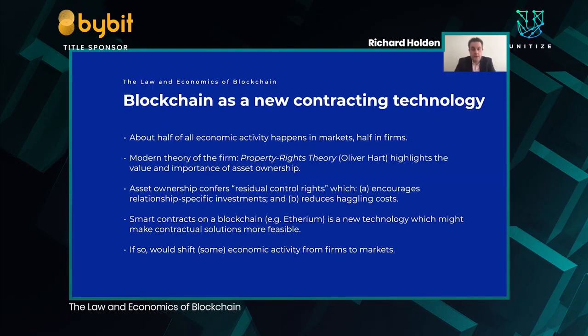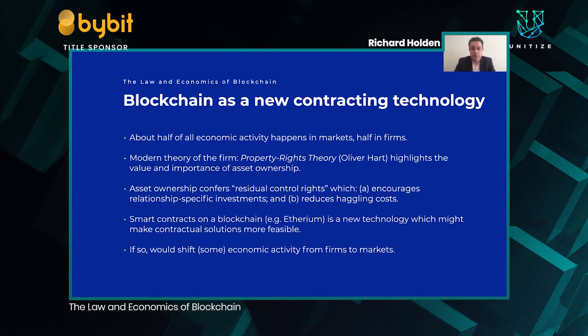Now, these next few slides are based on a paper that Anoop and I wrote a few years ago about blockchain and the hold-up problem. So that paper does exist, and it starts with the following observation, which has been made by far more distinguished scholars before us, which is that, roughly speaking, half of all of economic activity happens in markets and half takes place in firms.